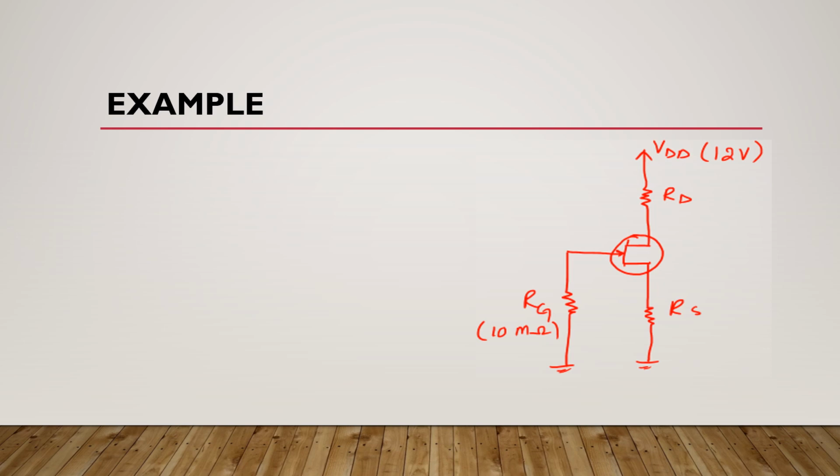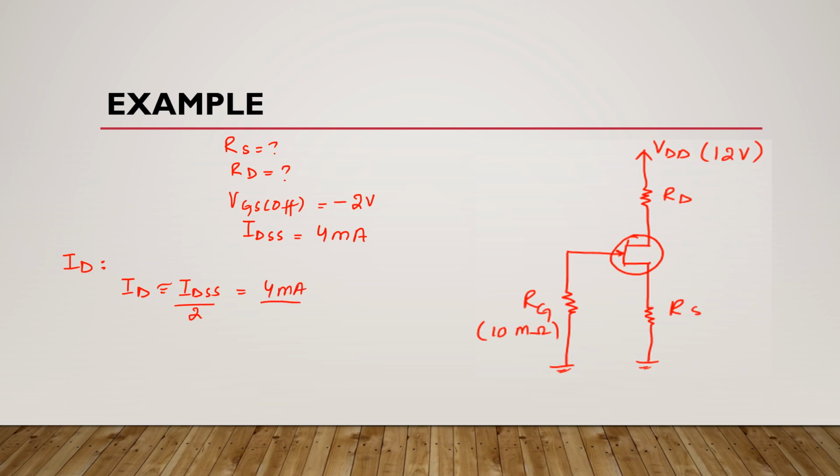Now, if you want to find the values of source resistor and drain resistor to set up an approximate midpoint bias when cutoff voltage is minus 2 volts and IDSS is 4 milliamperes. Again, first you will find the value of drain current. We know that for midpoint bias, drain current is equal to IDSS divided by 2, and here we have 4 milliamperes, and when it is divided by 2 we get 2 milliamperes.